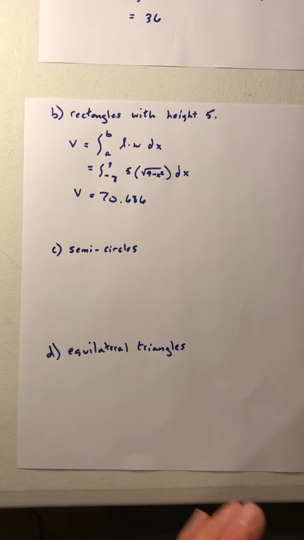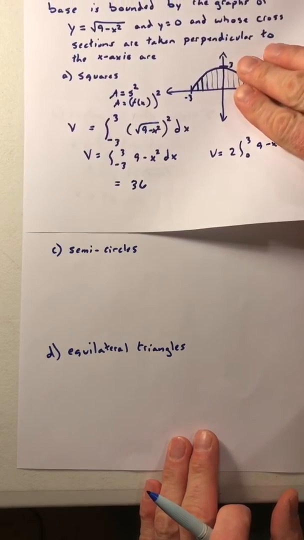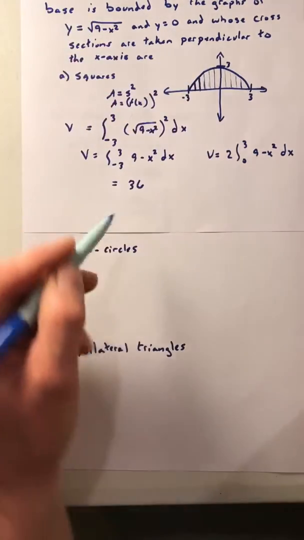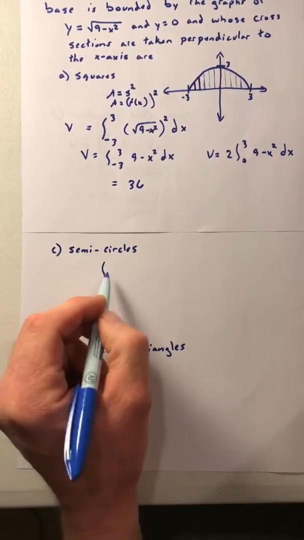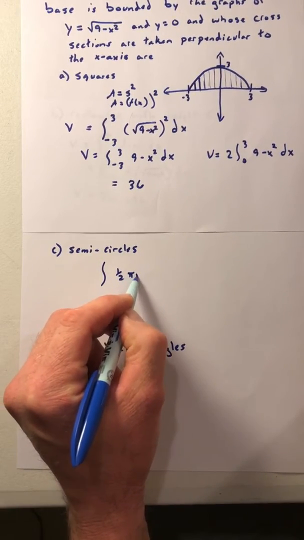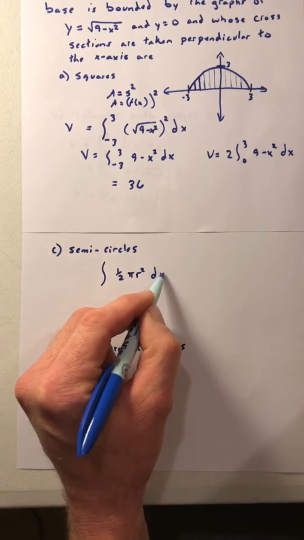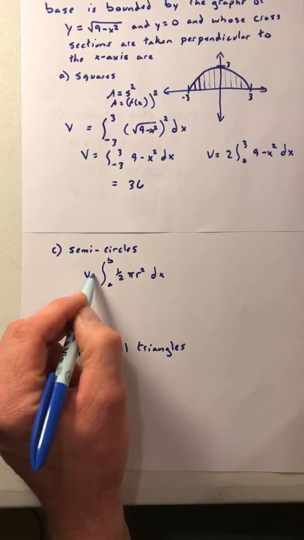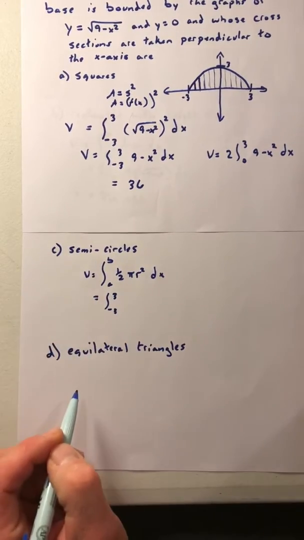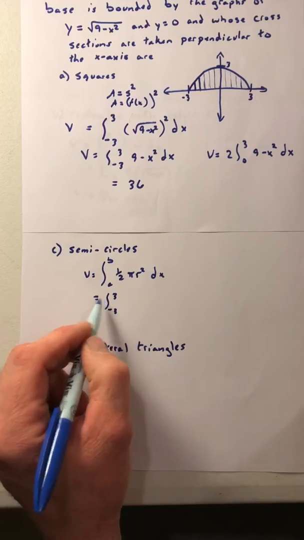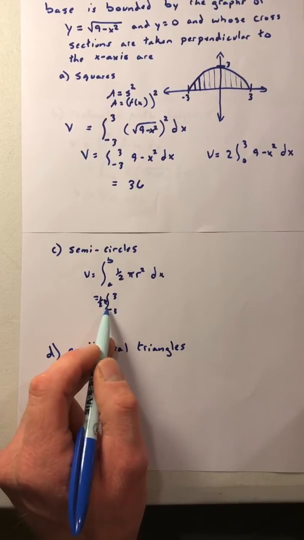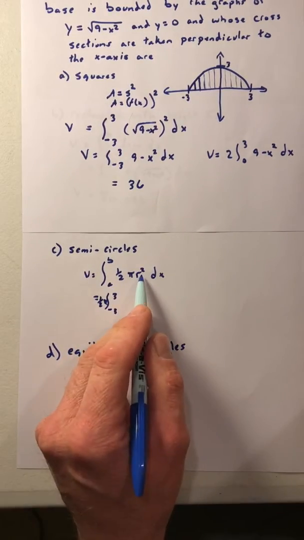Semicircles, we're going to again use the same figure there. Little more complicated when we talk about semicircles, because now we need the area of a semicircle. Remember, the area of a semicircle is 1/2 pi r squared dx from A to B. That is going to be our volume. Well, we know our A and our B is -3 to 3. Our 1/2 pi, that's not a big deal. That comes out to the front.